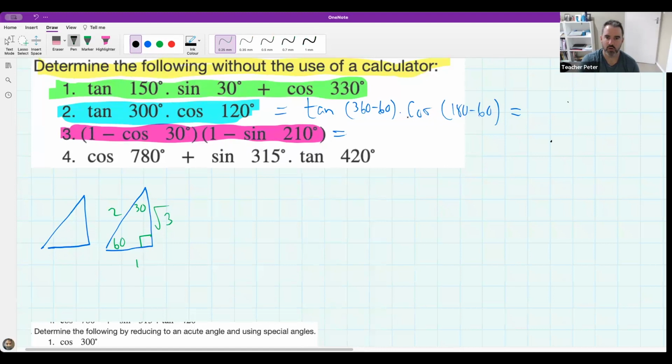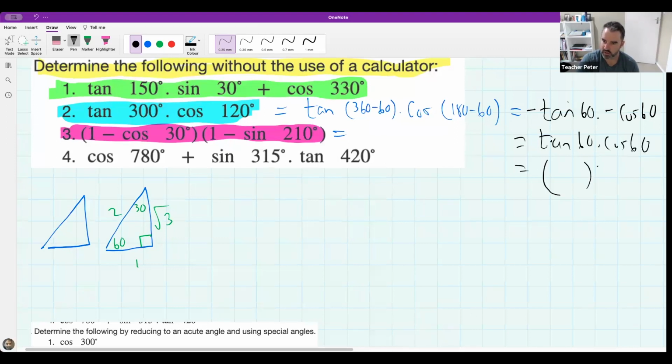Okay, so what do we have for number 2? It's minus tan 60 times minus cos 60. And the negatives cancel out, so you need to evaluate what that is. If you're feeling generous, put your answer for number 2 in the chat. These two negatives cancel each other out to give a positive. See if you can do that.